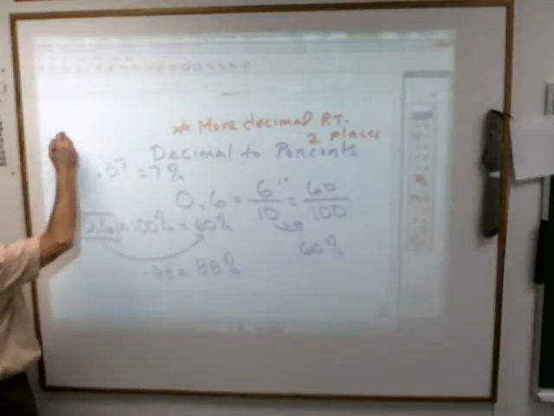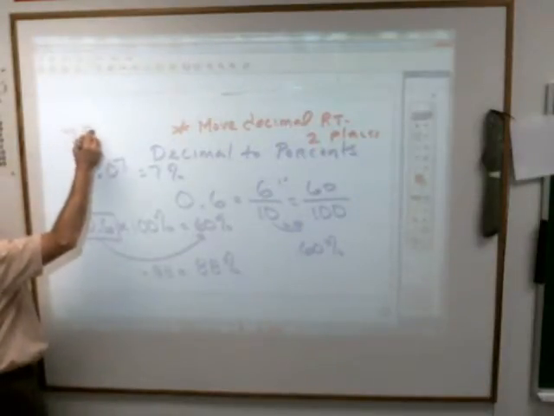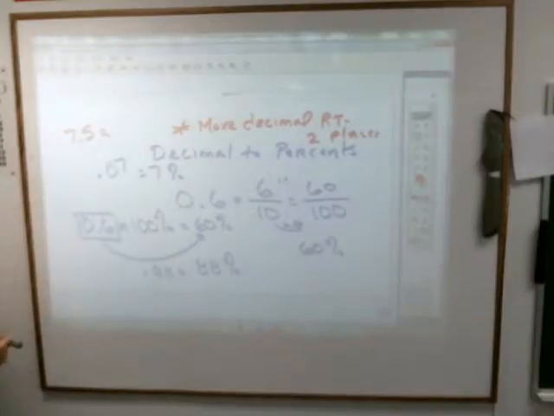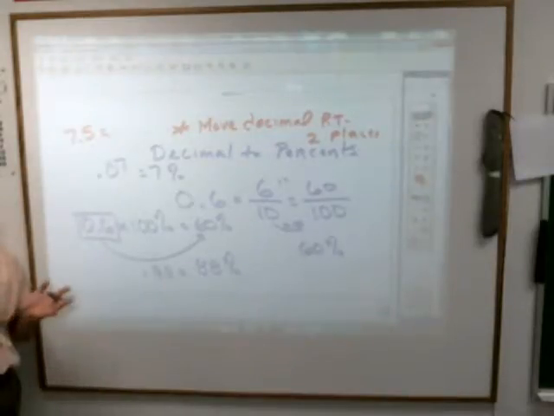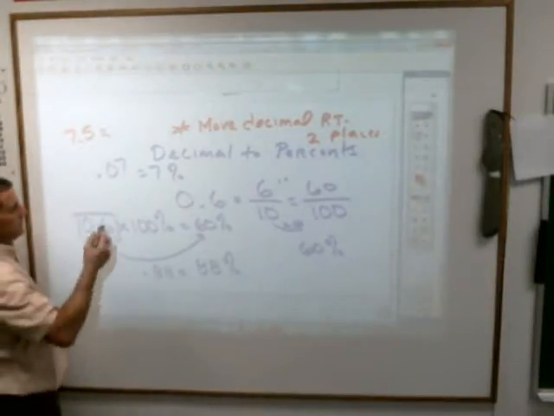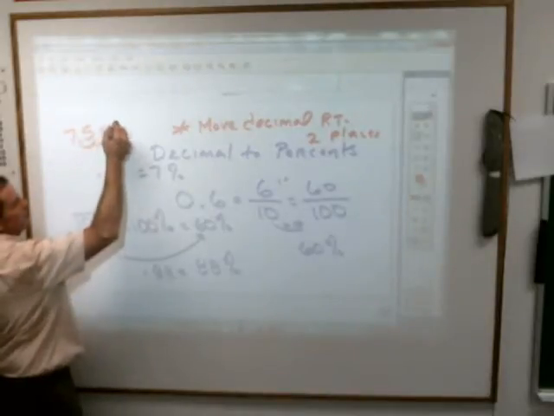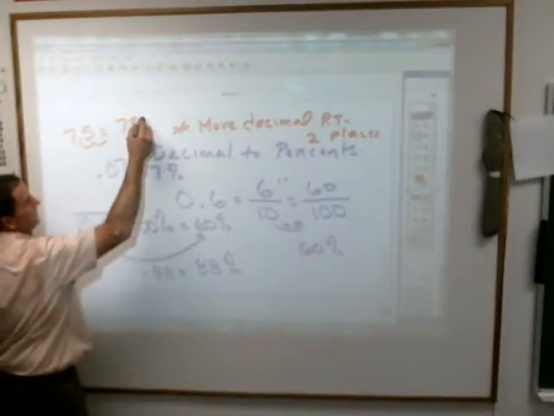So let's say I've got 7.5. What percent would 7.5 be? Rule doesn't change. Move the decimal 2 places to the right. What do you get? Just because there's a whole number there doesn't change anything. Peter? 750%. Exactly. If you go 1, 2, I get 750%.